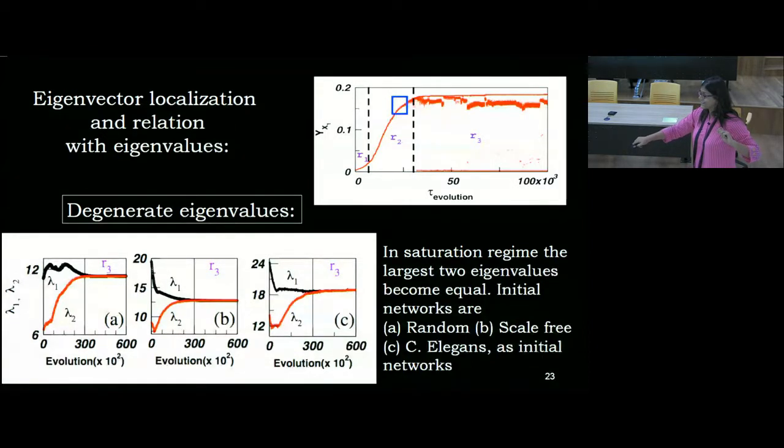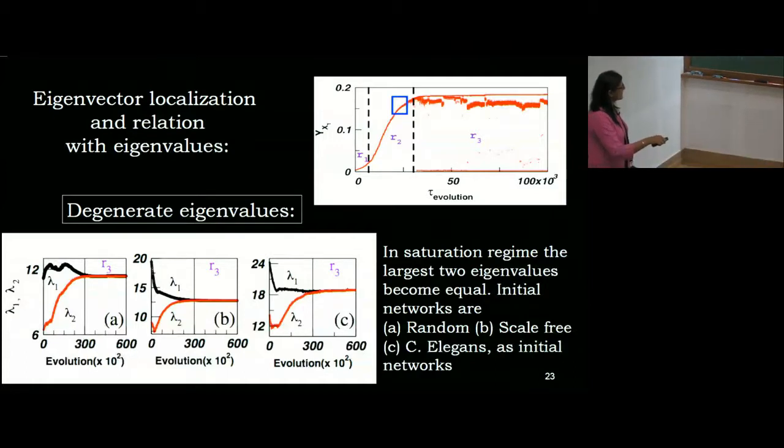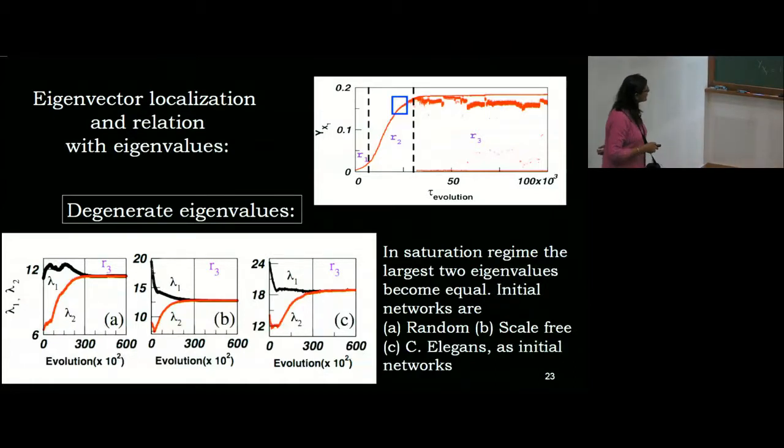We started with CL again as the initial network and performed the same thing, and again, as soon as you get the localization, completely localized, you get two eigenvalues which become the same, and that is the reason behind this drop of eigenvalues. I am not explaining it right now.